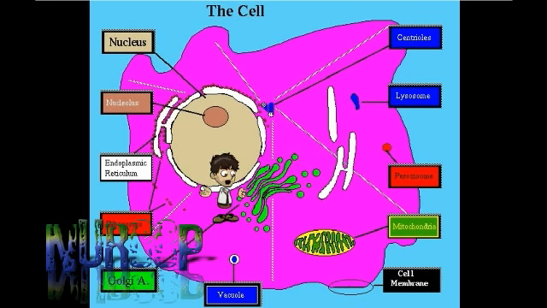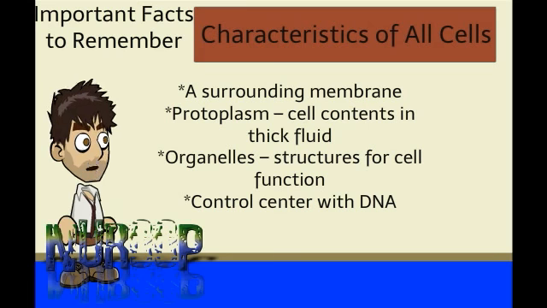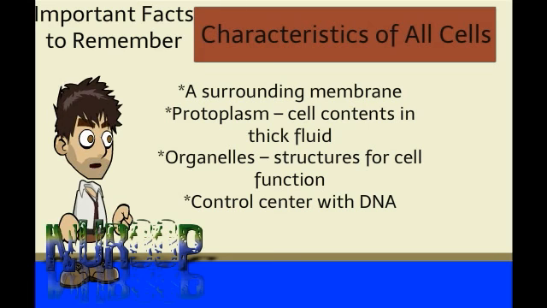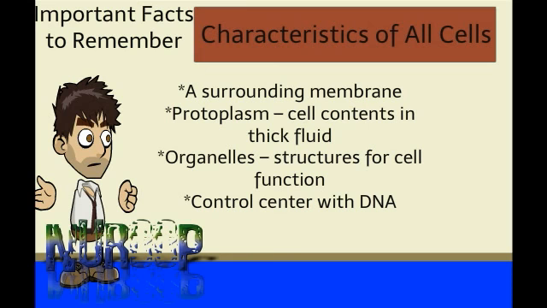The Golgi body receives materials from the endoplasmic reticulum and sends them to other parts of the cell. They also release materials outside the cell. Here are some important facts about all cells. Fact number 1, all cells have a cell membrane. Protoplasm is the living contents of a cell that is surrounded by a plasma membrane.